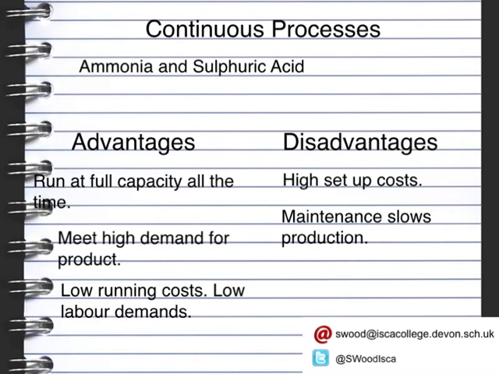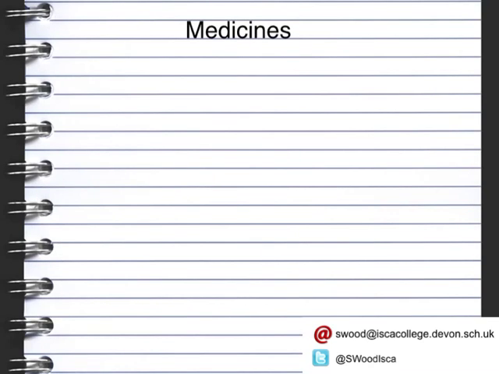If there is a need for maintenance, then it can slow down production. It might mean that the production has to stop completely, or we have to run the plant at a slower rate, meaning less product is made. The last disadvantage is that only one product can be made, so it has to be specifically designed for that particular product. Now, as we said, medicines are made by a batch process.